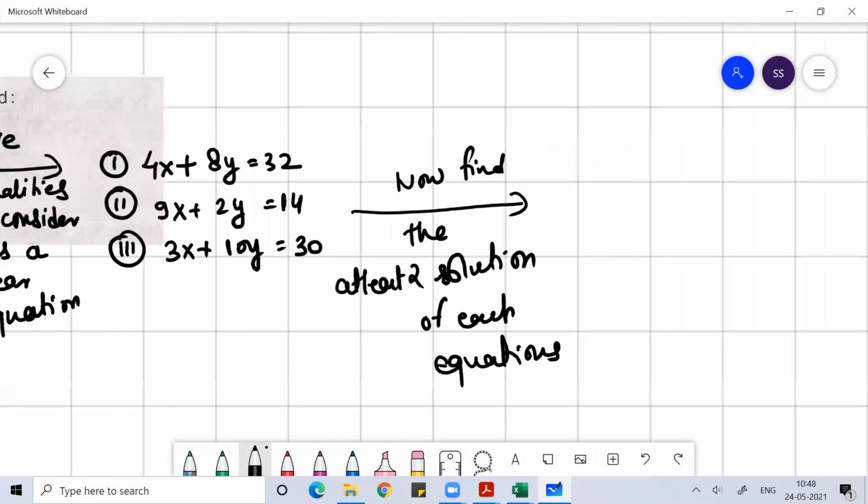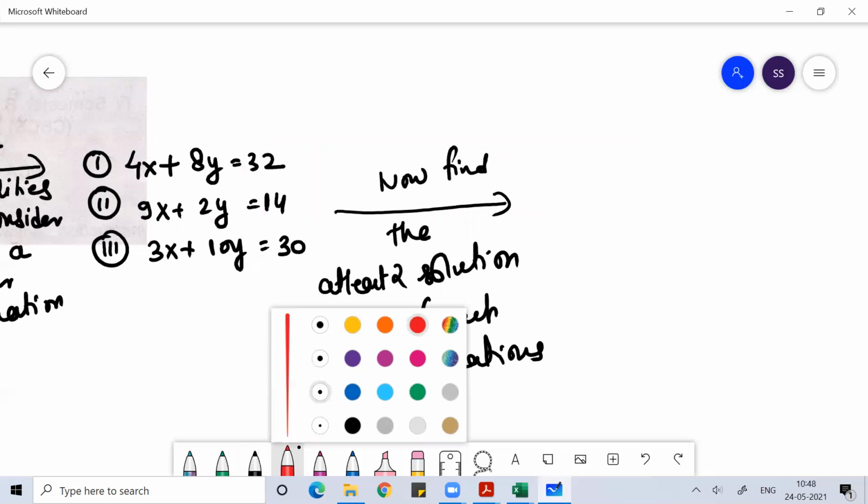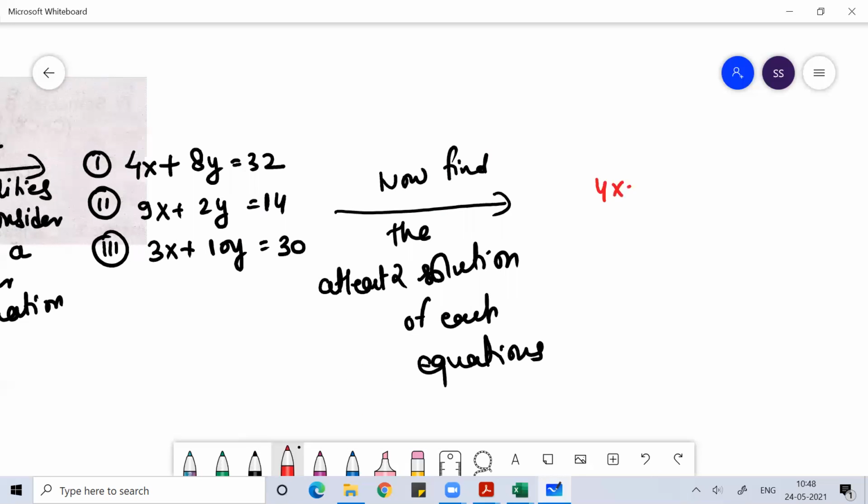Whichever equation you see here, like 4x plus 8y is equal to 32, I can write this as x plus 2y is equal to 8. For each equation there will be infinite solutions. You put any value of x and you get the corresponding value of y. I don't want those infinite solutions, I just want any two solutions.